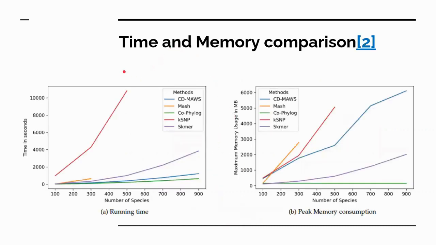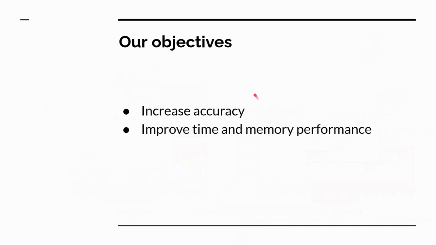Now, here we can see graphically the comparison between CD-MAWS and other methods in terms of time and memory. We can see that only Co-phylog outperforms CD-MAWS in terms of time, but the memory requirement of CD-MAWS is not that good. So we mainly have two objectives on our hand. One is to increase the accuracy, another to improve time and memory performance.